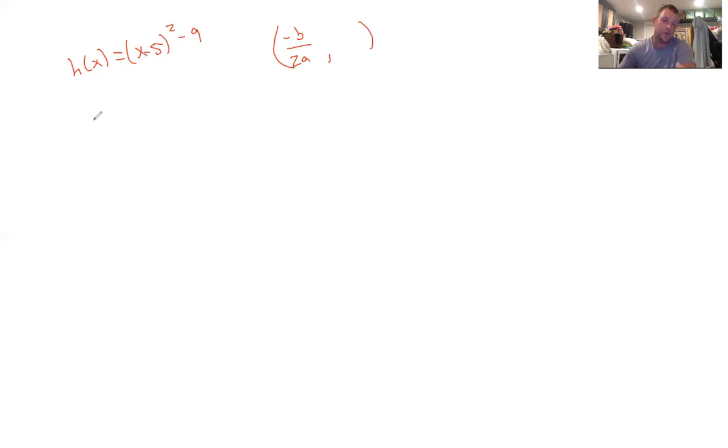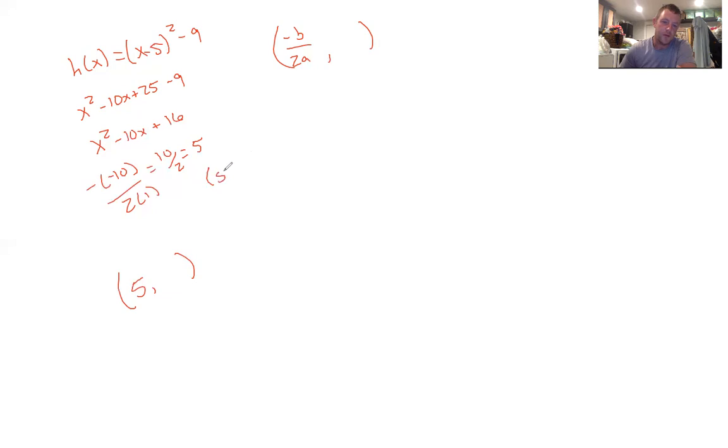We need to FOIL this first. When we FOIL, it's x squared minus 10x plus 25 minus 9. So we solve it out: x squared minus 10x plus 16. Then we do negative b divided by 2a. Negative b, negative 10, divided by 2 times 1, which is 10 divided by 2, which is 5. So we got the x value of 5. To get the y value, just plug in 5 right here. 5 minus 5 is 0, squared is 0, minus 9 is negative 9.